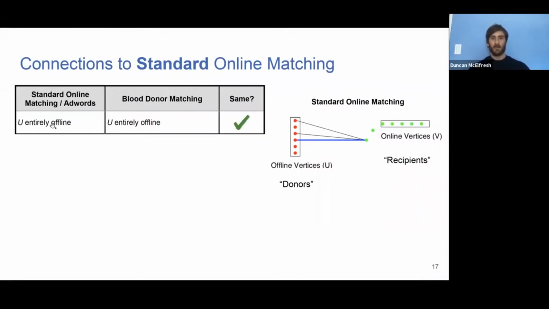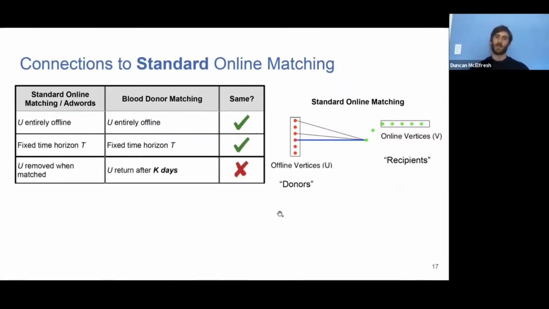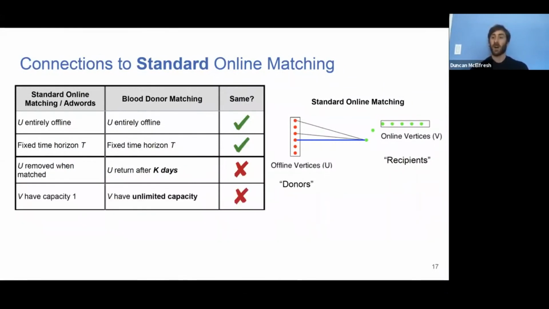So in both settings, we have one side, U, which is completely offline. Also, in both models, we have a fixed time horizon of T time steps. However, that's where the similarities end. So in our model, the offline vertices return after K days, while in standard online matching, the matched offline vertices are removed. Second, the online vertices, so the recipients in our case, in blood matching, have unlimited capacity. So I could theoretically send as many notifications as I want about a particular recipient. However, in standard online matching, these online vertices typically have capacity 1.